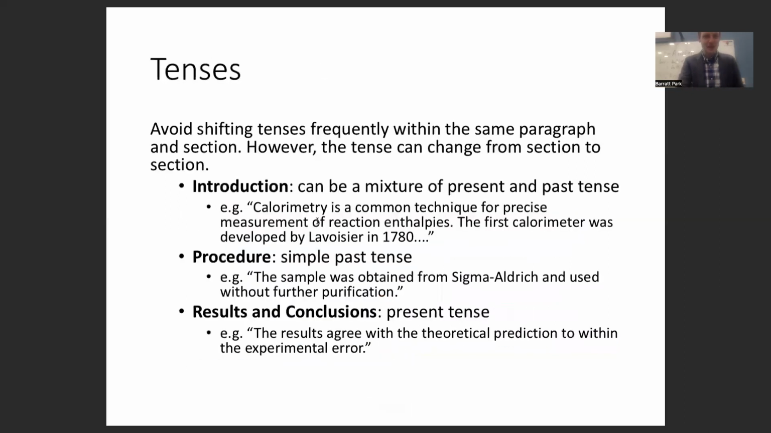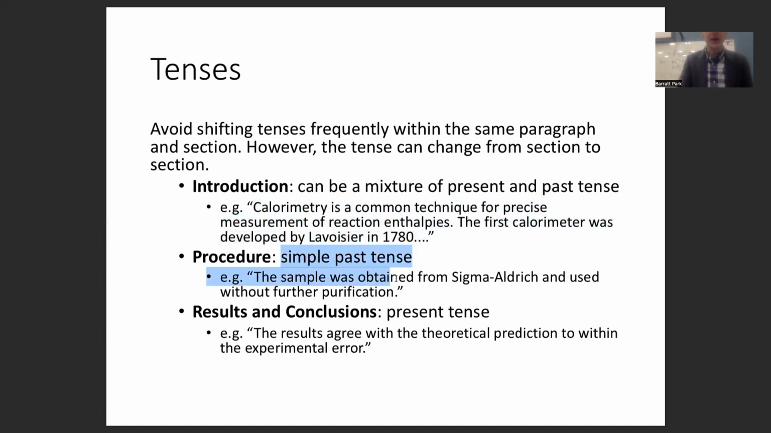Okay. You want to avoid shifting tenses frequently. So within a given section, you usually want to stay in a particular tense. In the introduction section, you might use a mixture of present tense and past tense if you're giving historical perspective or historical background about a reaction or procedure. You might want to use past tense. If you're giving information that's generally true about why something's applicable, you want to use present tense, right? So for example, you might want to say, "Calorimetry is a common technique for precise measurement of reaction enthalpies," present tense. "The first reaction calorimeter was developed by Lavoisier in 1780." That would be past tense.